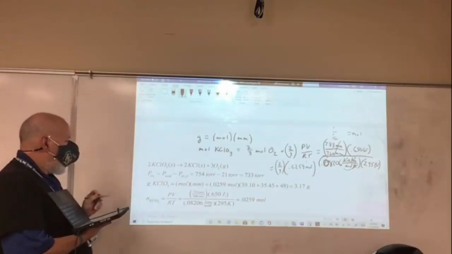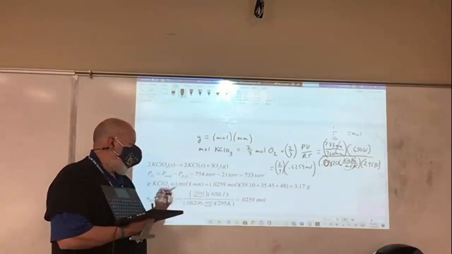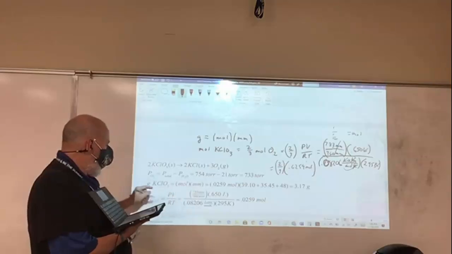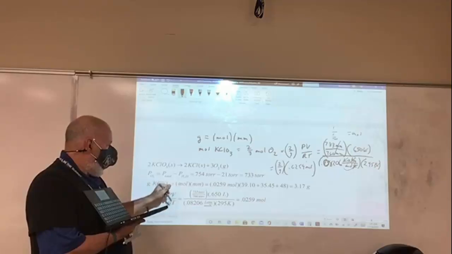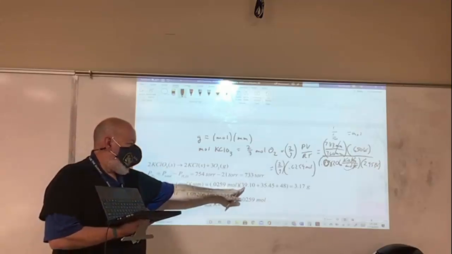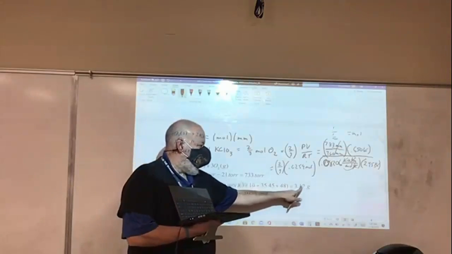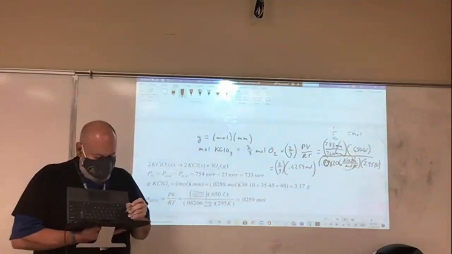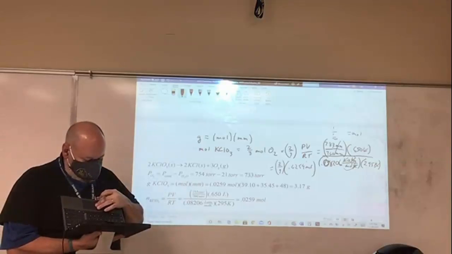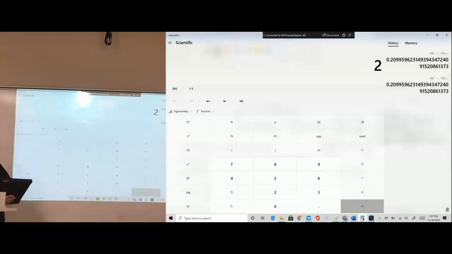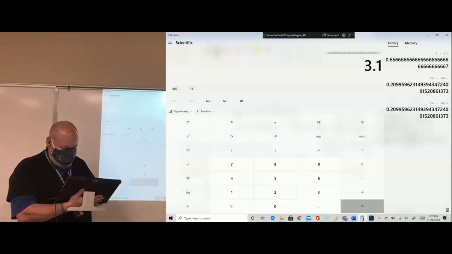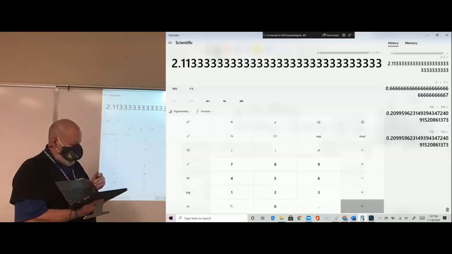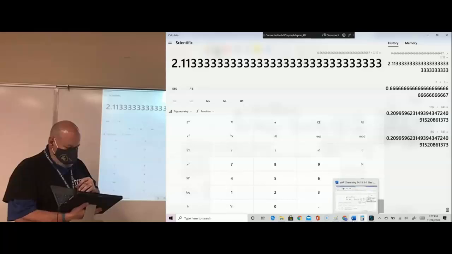Okay, so then I should have said grams of KClO3 equals 2/3 times moles times molar mass. And if I did that, I would get 2/3 times that number. So what's 2/3 times 3.17? So 2.11 grams is the correct answer.